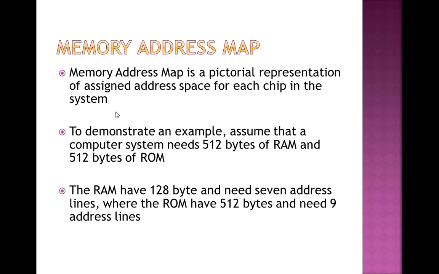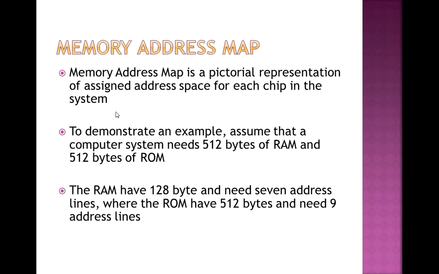Next, this is your cache memory. This is your diagram of the cache memory. Then memory address map. Mapping techniques are used to map or transfer the data from the main memory to the cache memory. But the memory address map is a pictorial representation, that is, it is represented in terms of pictures, to assign an address space for each chip in the system. So the memory address map is a pictorial representation of how we map from one memory to another memory.